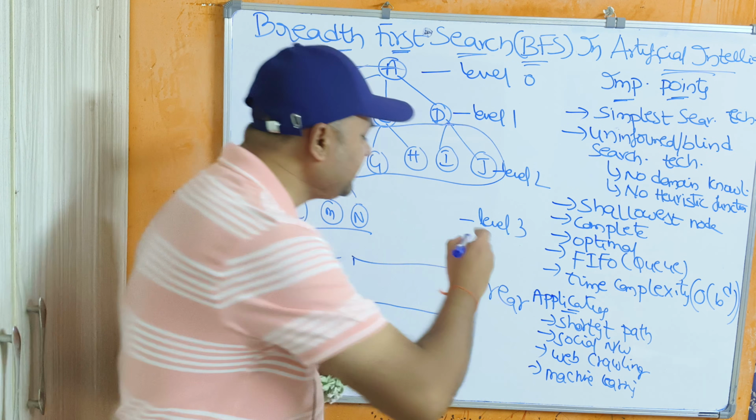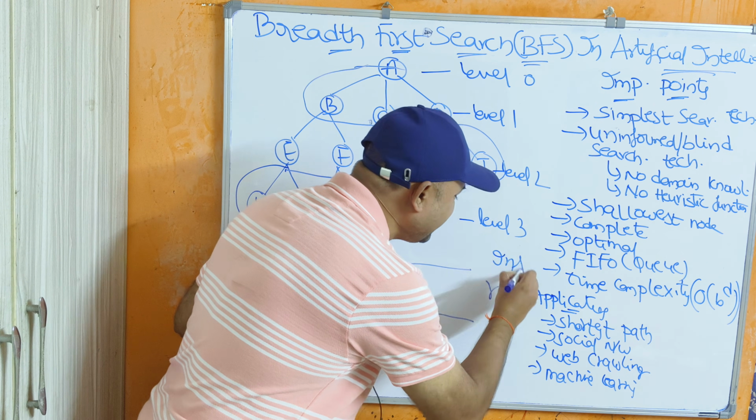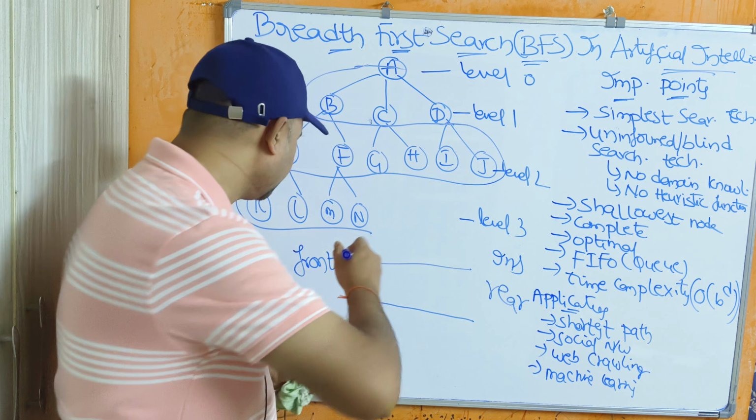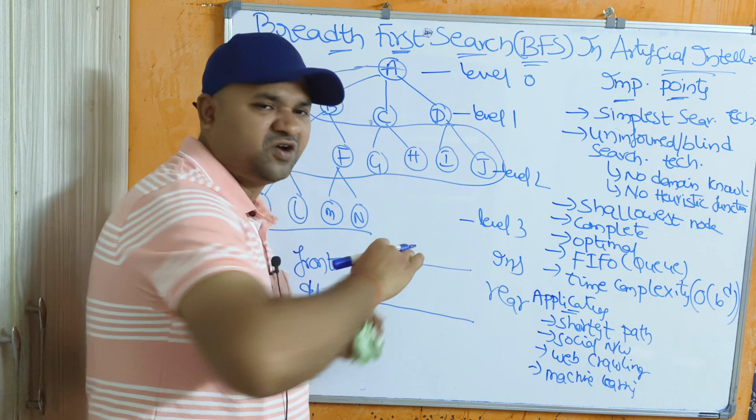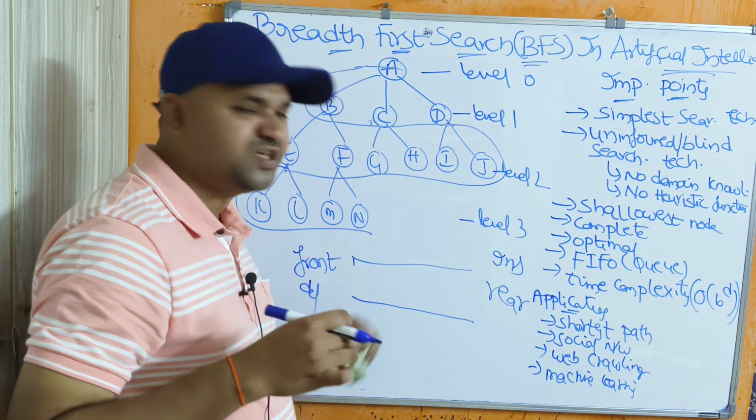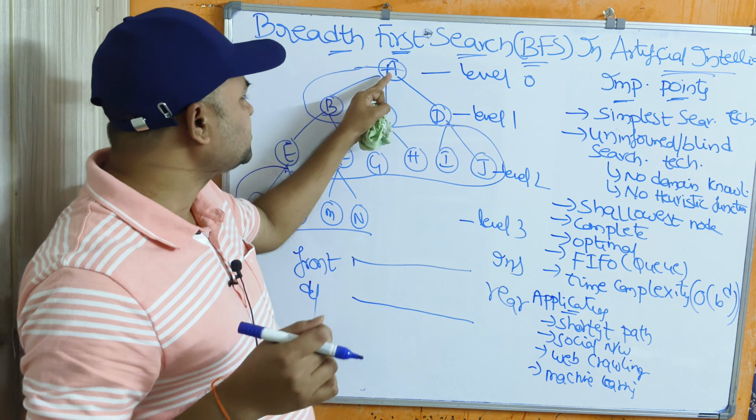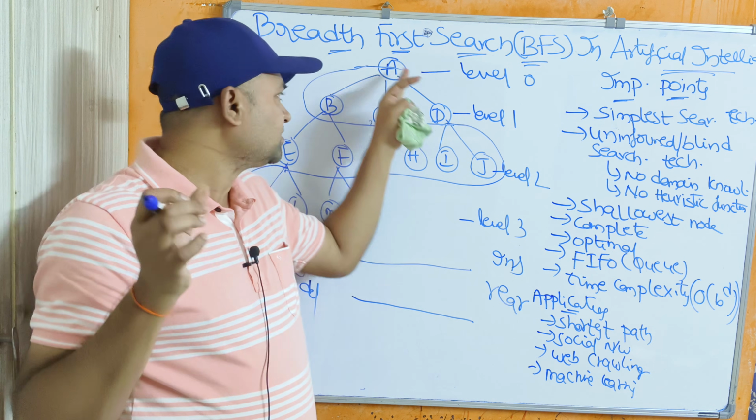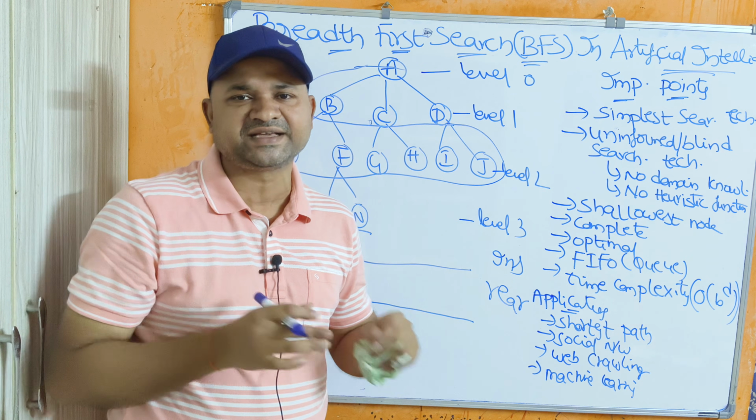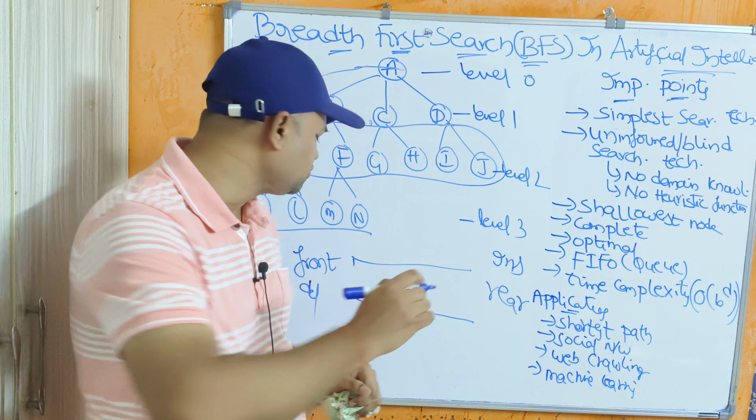We can perform the insertion operation from the rear end, from the end of the queue, whereas we can perform the deletion operation from the beginning of the queue, from the front of the queue. So here, what is the first node? A. So first we have to select the first vertex as the root vertex and insert that vertex into the queue.